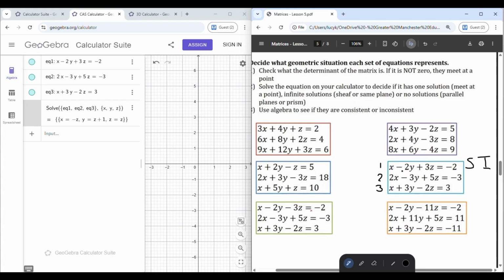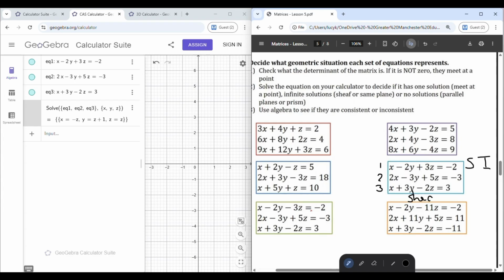1 and 2, if x doubles, y isn't doubling, so that's not the same equation. And then 2 and 3, they're not the same either. So they're not the same equation scaled up by a factor, and that has to be both sides of the equation. Remember, if only one side is scaled, they're parallel, not the same plane. If both sides have been scaled up, then it is the same plane. So that is going to be a sheaf.